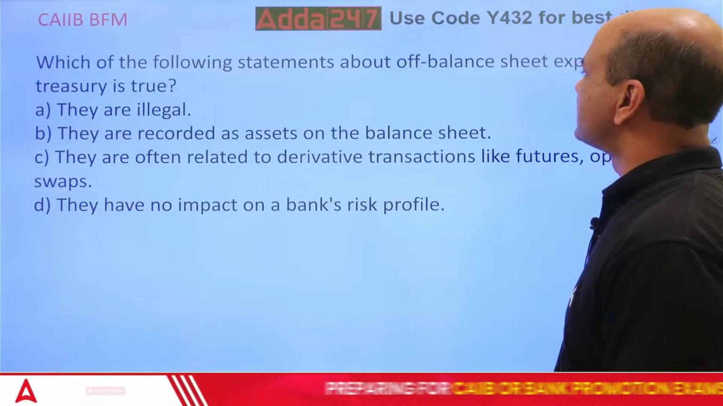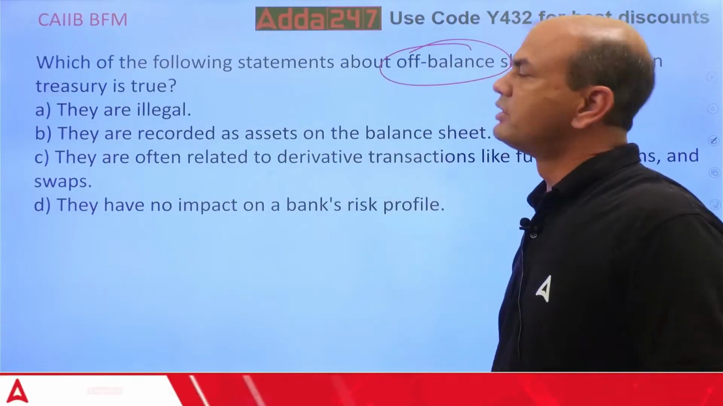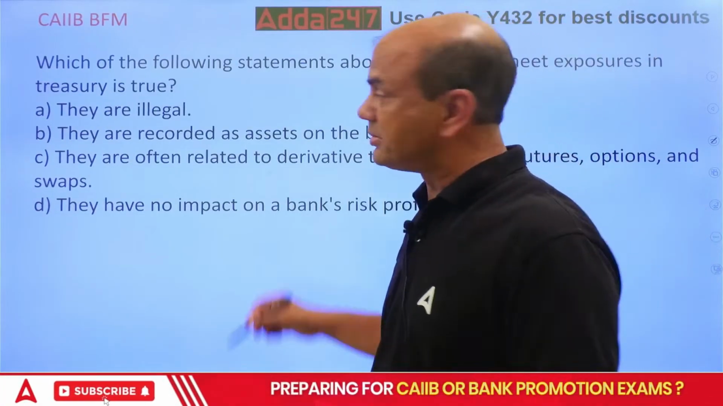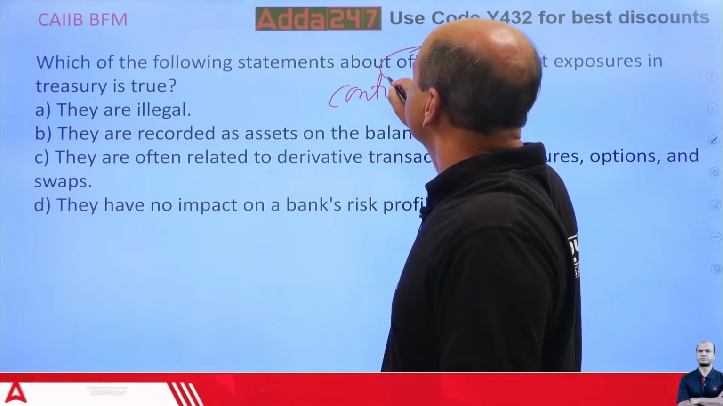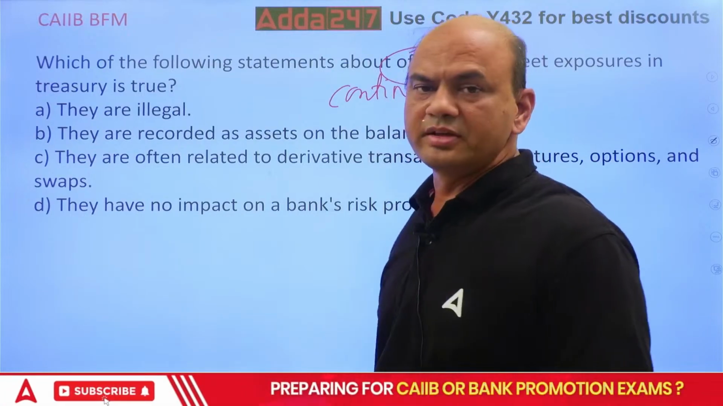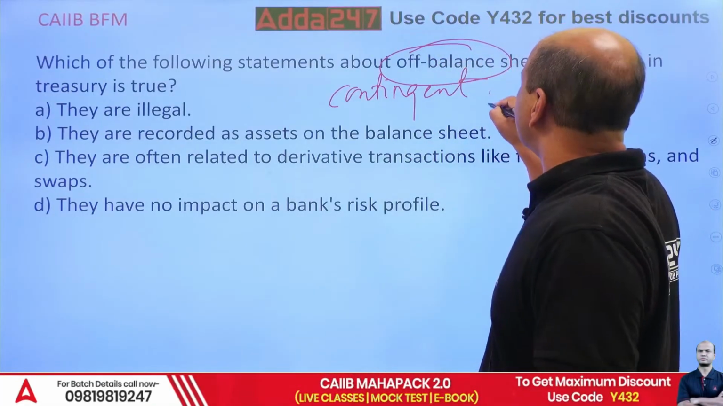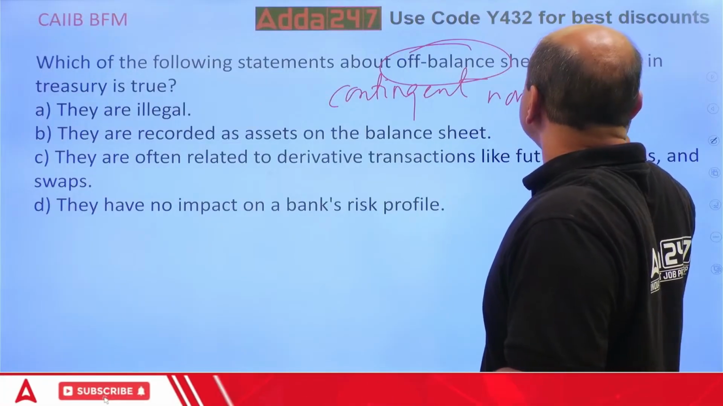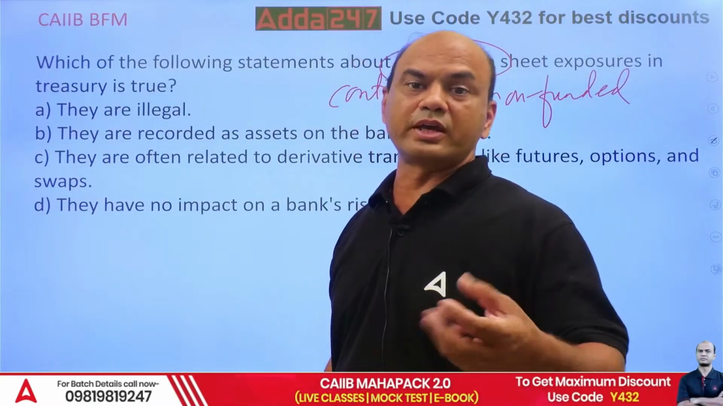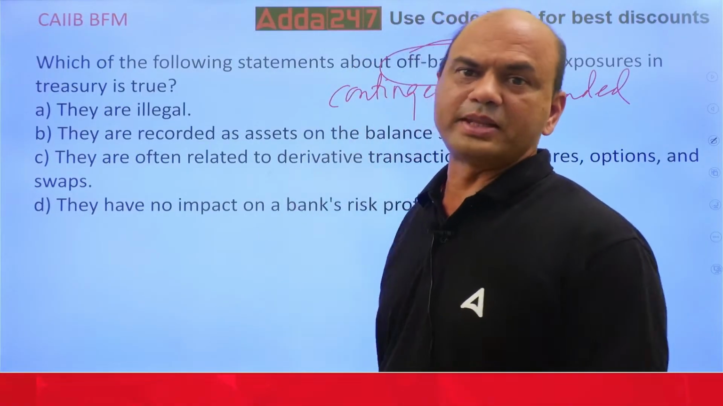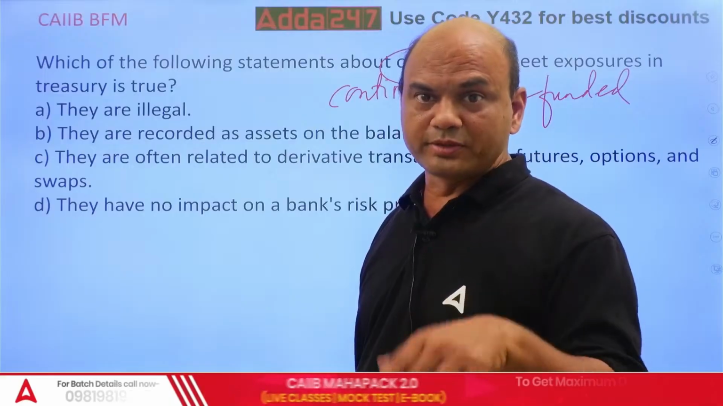Which of the following statements about the off-balance sheet exposure in treasury is true? What is off-balance sheet? These are called contingent liabilities. They are also called non-funded liabilities. See, various names are there for the same topic. Non-funded: here you don't give the funds out. You only give your words or your guarantees. So these are all off balance sheet. These will never reflect in the balance sheet. These will reflect in the notes to the balance sheet below.